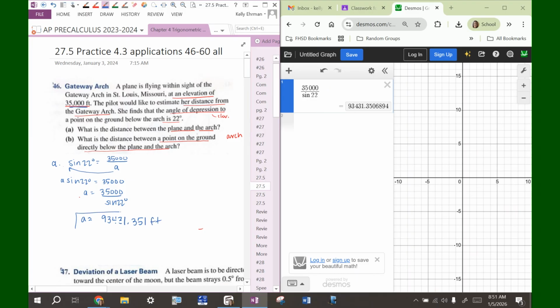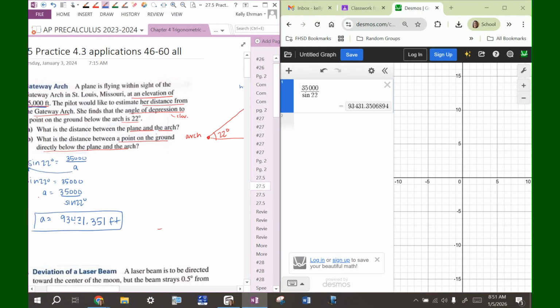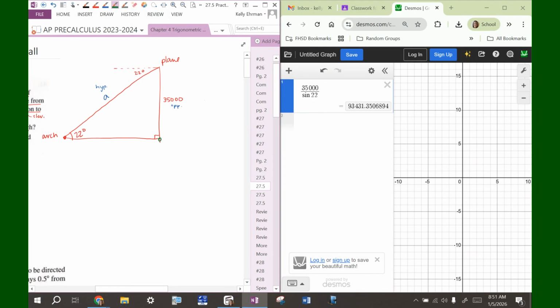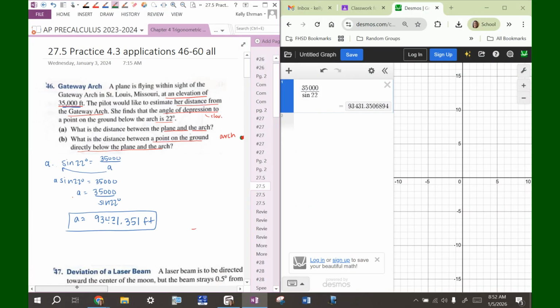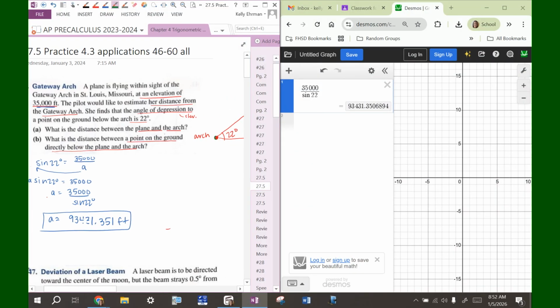So this is the distance from the plane to the arch, the plane in the sky to the arch on the ground. Part B was asking, what is the distance between a point on the ground directly below the plane? So right here, this point on the ground, and the arch. Let's call that B. So they want the adjacent leg. Now, even though you just found the hypotenuse, you rounded it.